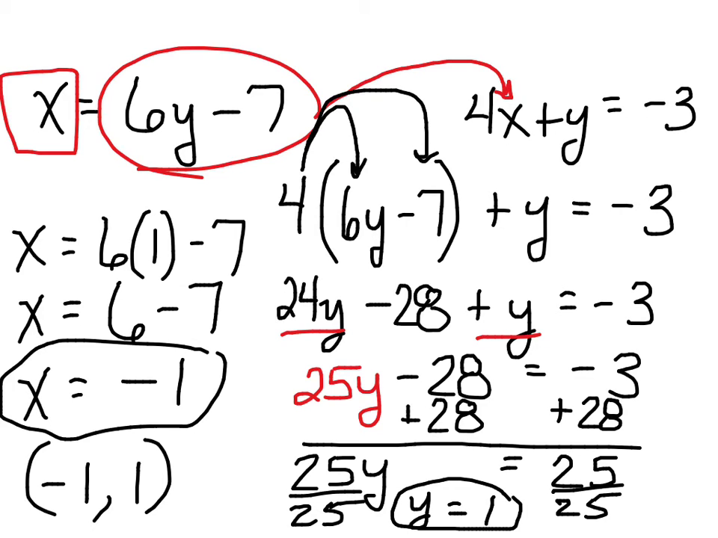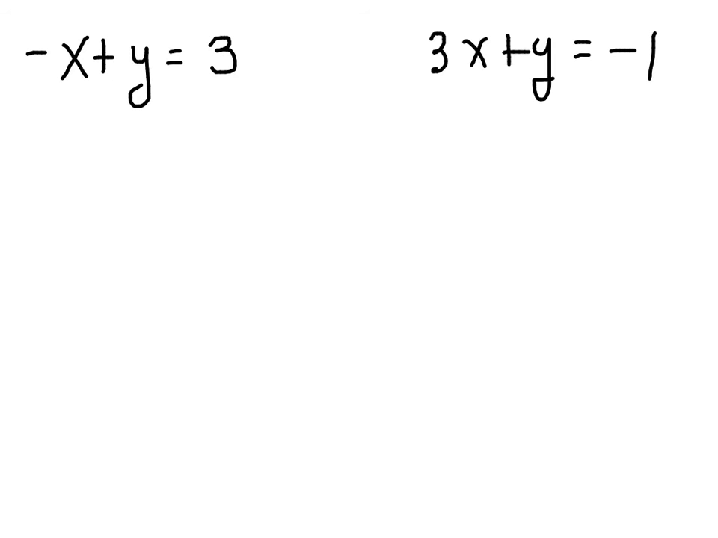Example 2 has negative x plus y equals 3 and 3x plus y equals negative 1. Now, when you look at this problem, I want you to look at it with me real briefly and say, do I have to do step 1? Yes, I do. I do not have an equation that's set equal to one of the letters right now.